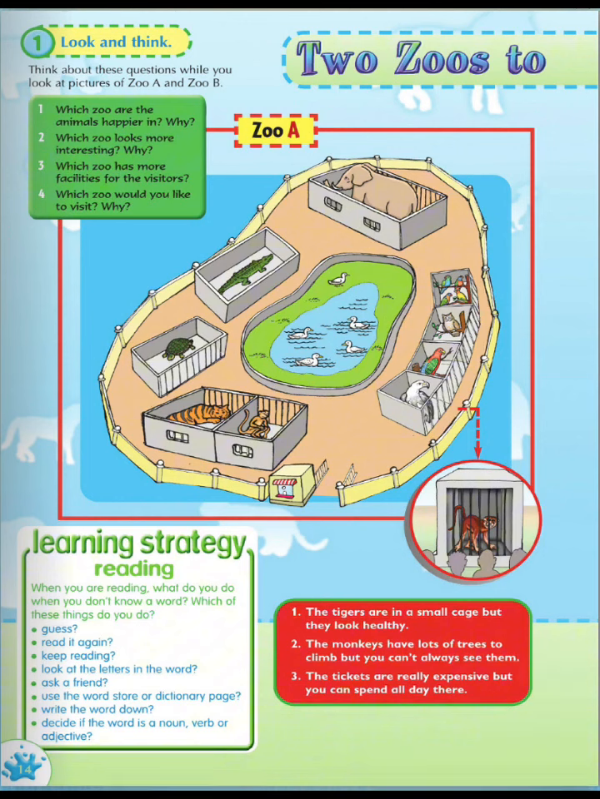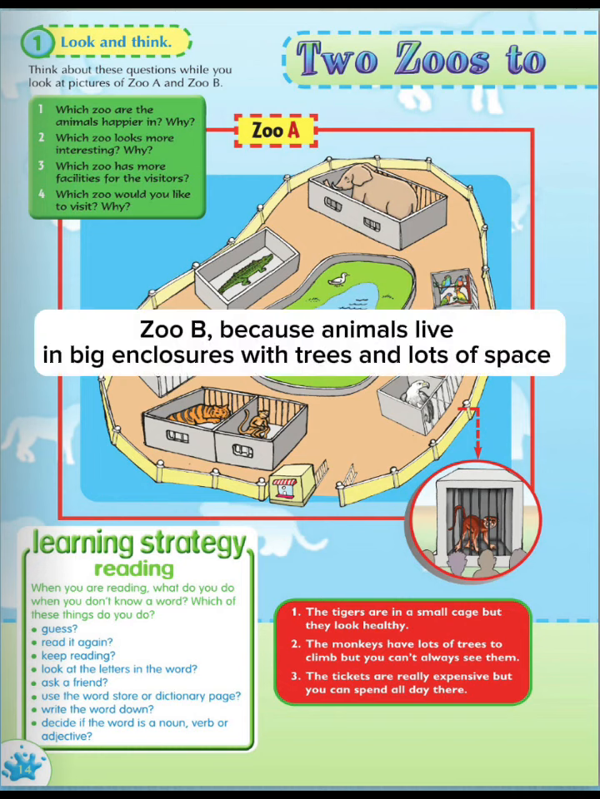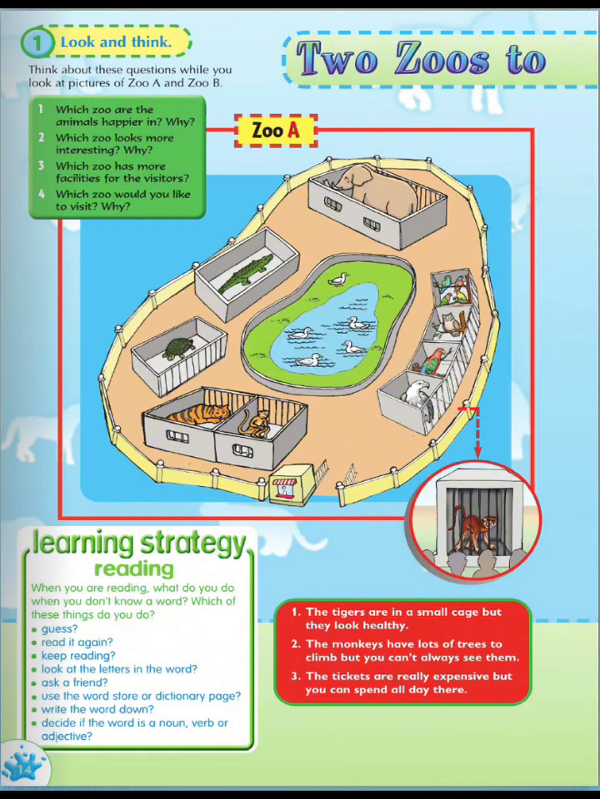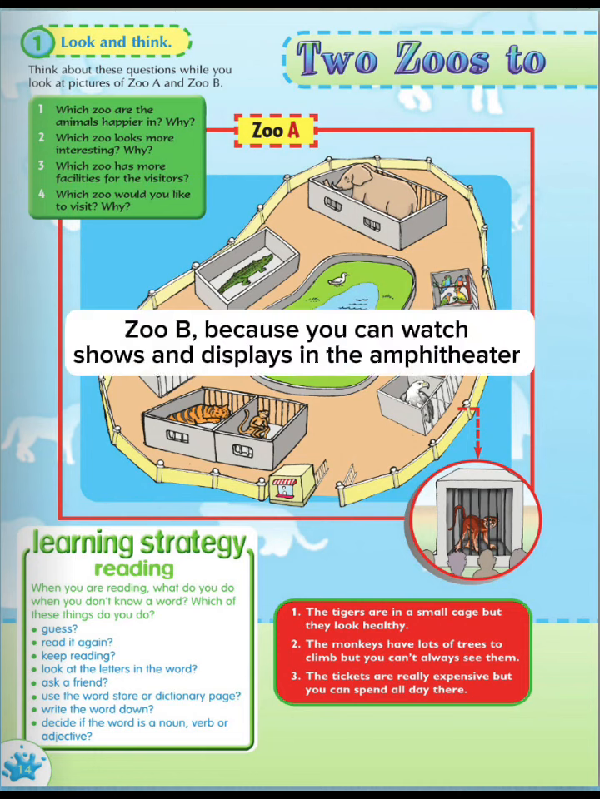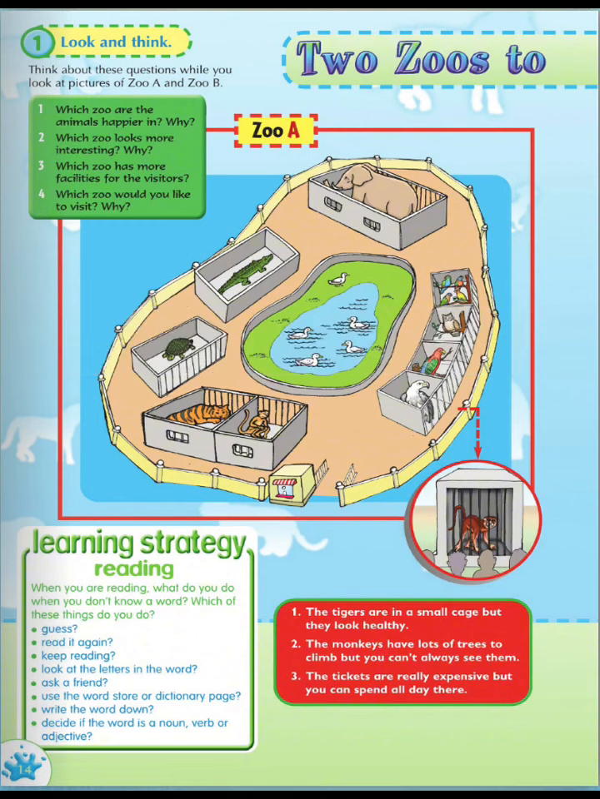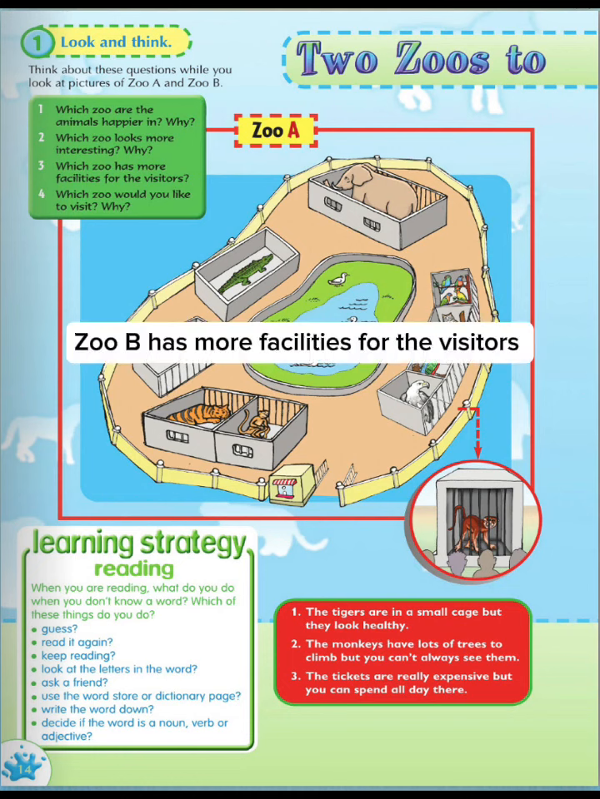Number 1. Which zoo are the animals happier in and why? Zoo B, because animals live in big enclosures with the trees and lots of space. Number 2. Which zoo looks more interesting and why? Zoo B looks more interesting because you can watch shows and displays in the amphitheater. Number 3. Which zoo has more facilities for the visitors? Zoo B has more facilities for the visitors.